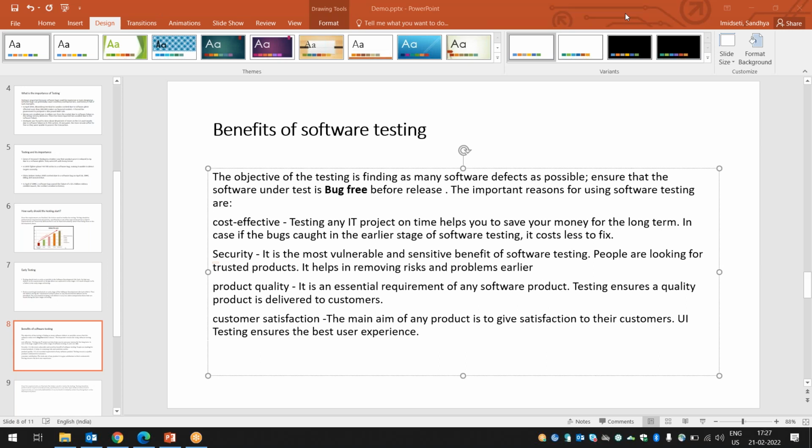So these are the advantages and the benefits of software testing, and everyone will find them useful here.